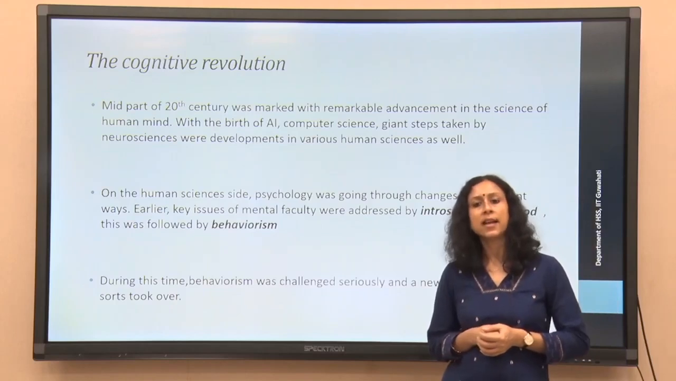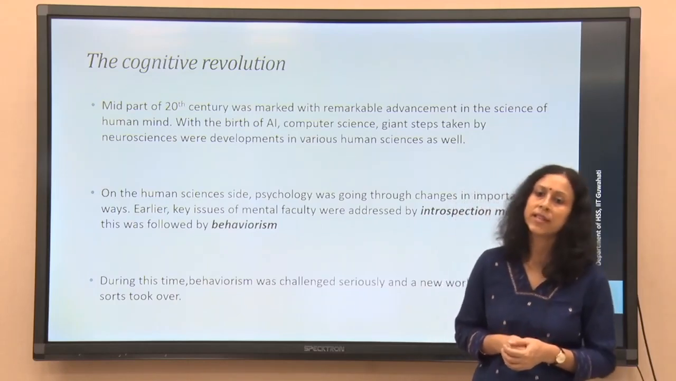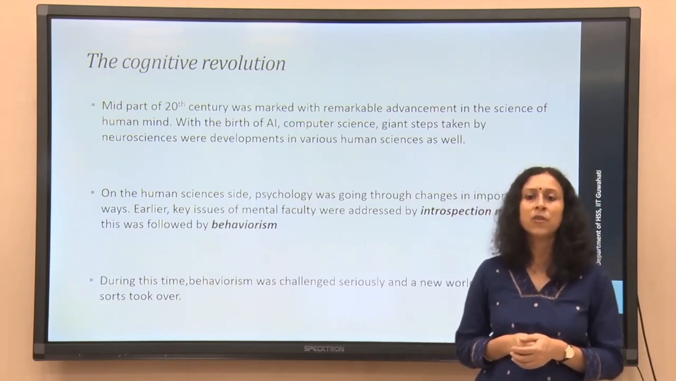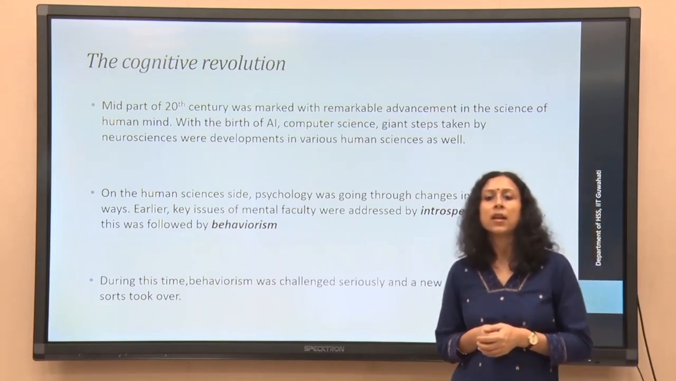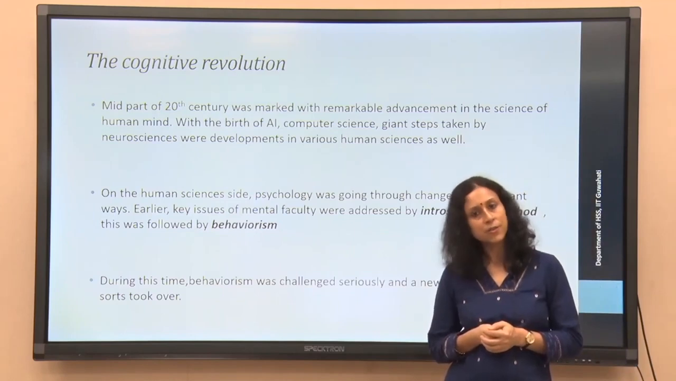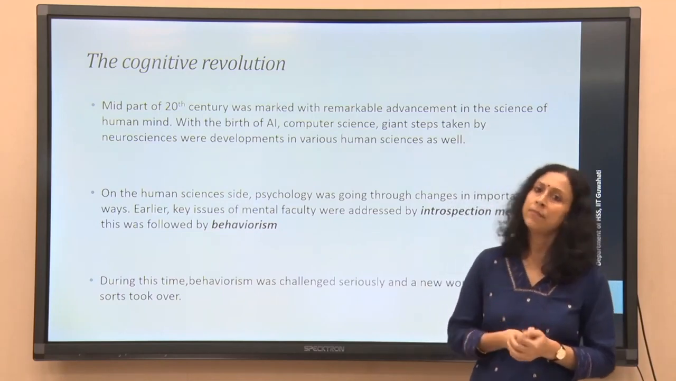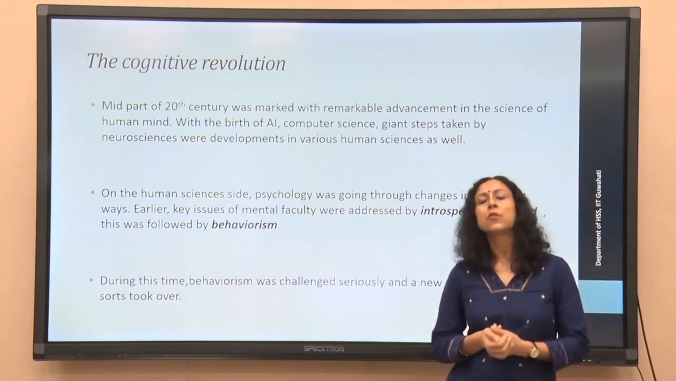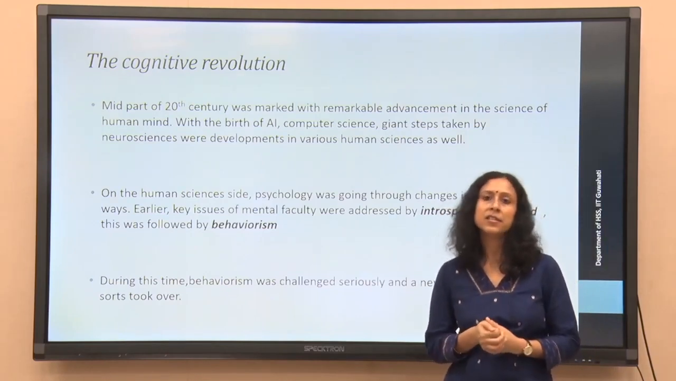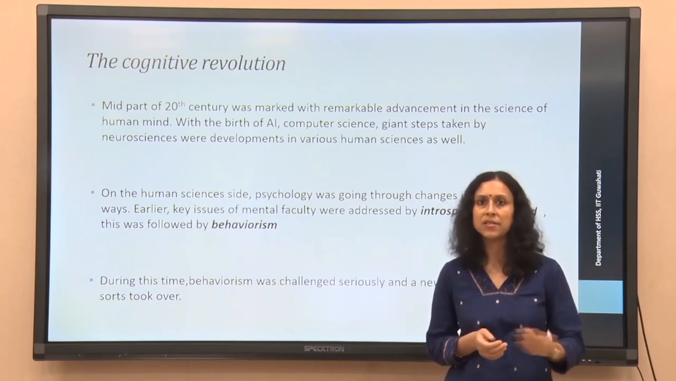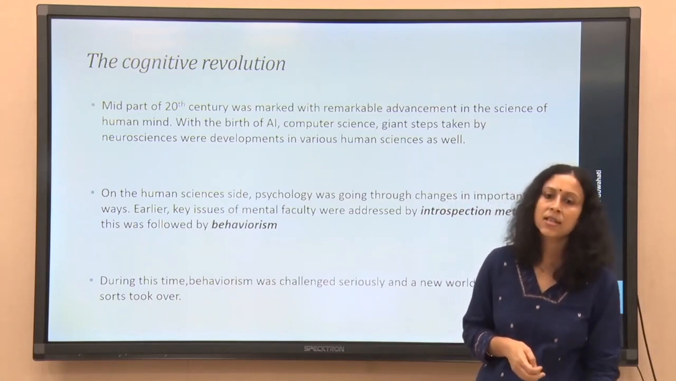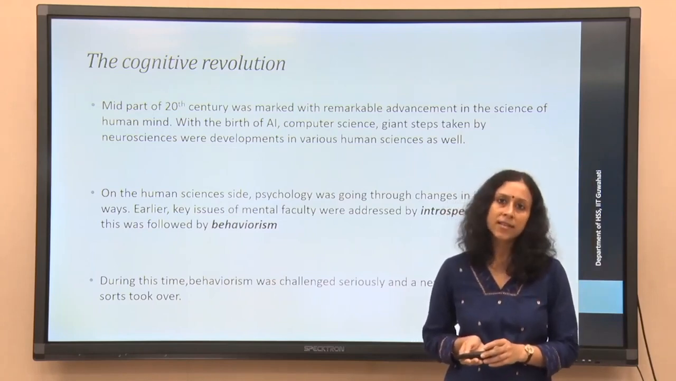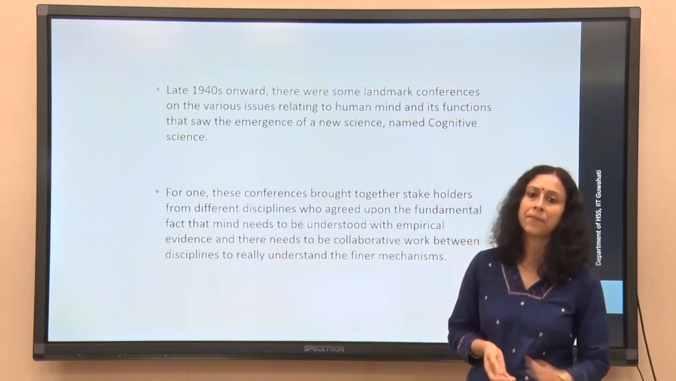On the human sciences side, psychology was going through changes in very, very important ways. Earlier, key issues of mental faculty were addressed by the introspection method followed by behaviorism. During the run up to the cognitive revolution, behaviorism was challenged severely, as we have just seen in Lashley and Chomsky's work, but there were many others also. So, behaviorism faced a lot of challenges during this time.